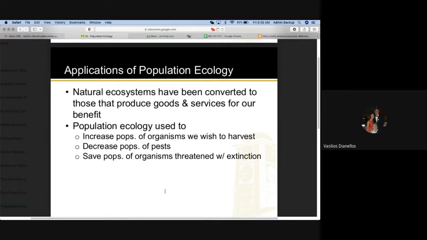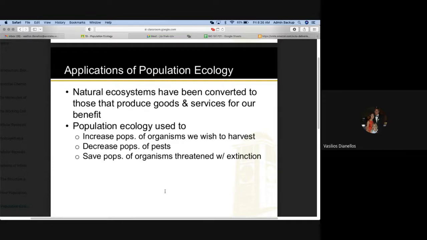Your book points out that natural ecosystems have been converted to those that produce goods and services for our benefit. So take, for example, places like Nebraska, Iowa, places like that. They had natural ecosystems. So it was probably this natural prairie land with certain species of grasses and all the different animals that those grass species supported. And then humans went in there and like, oh, this is nice, but what we need is food, right?